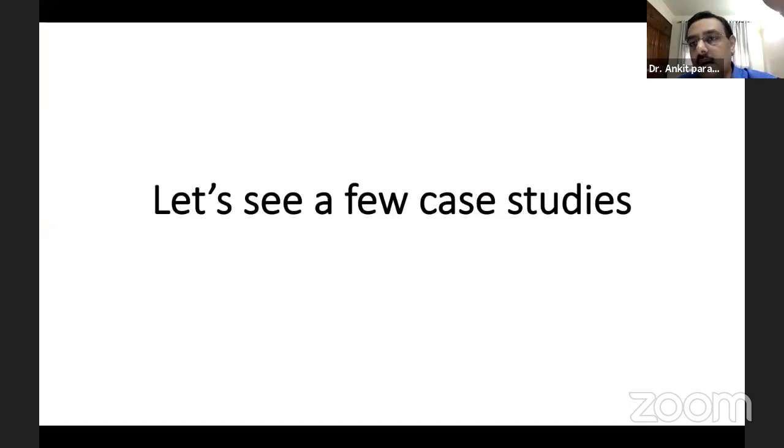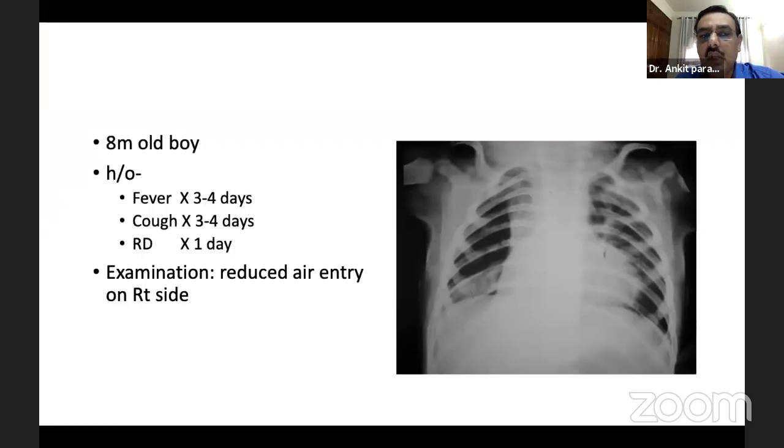Now, I'll not go into any further details because it is not for undergraduate or postgraduate teaching. We're all seasoned pediatricians. So I'll just show you a few cases and we can stop whenever the time ends. So just a few interesting cases of respiratory distress. This is an 8-month-old boy who presented with 3 or 4 days history of fever, cough, and distress, and some reduced air entry on the right side.